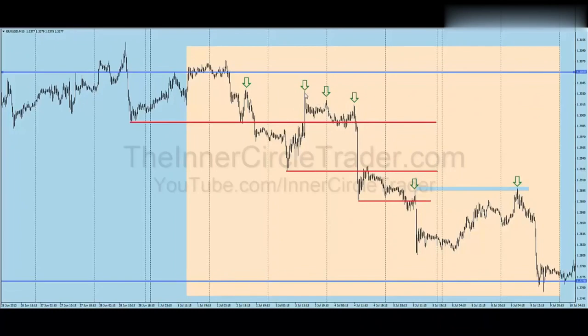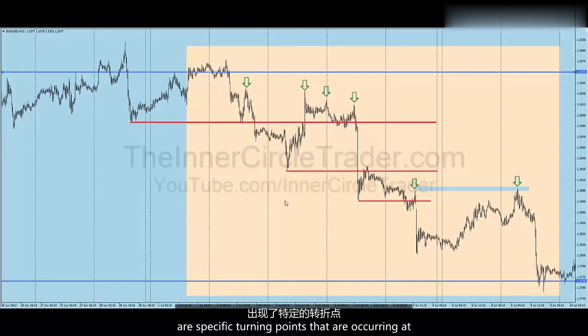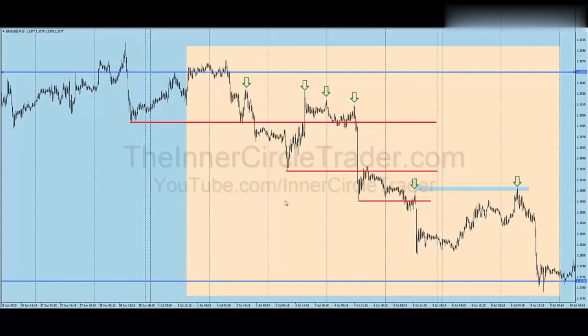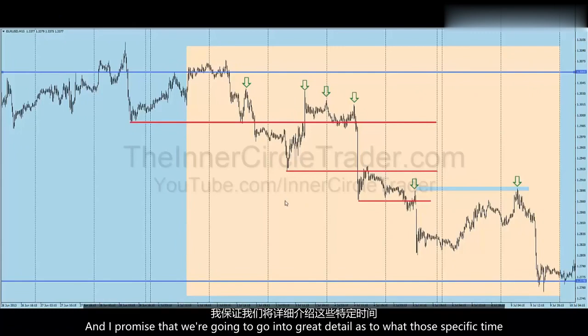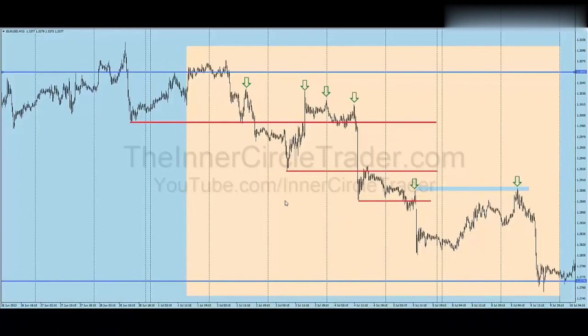This is London Close. And this is London Close as well. So you can see there are specific turning points that are occurring at session open and closings. Okay, and I promise that we're going to go into great detail as to what those specific time pockets are. Okay, and in my trading I call them kill zones.